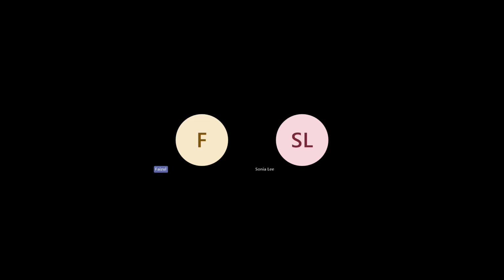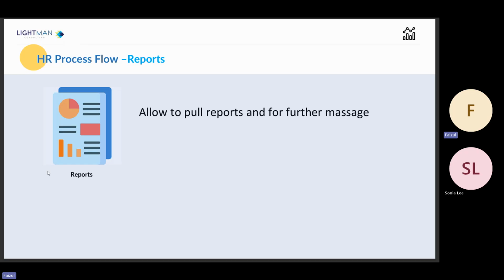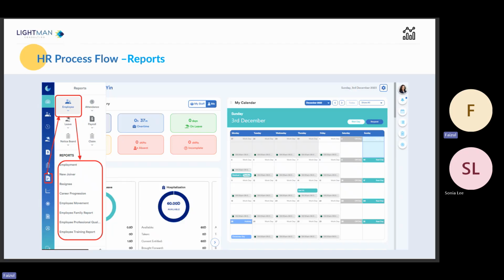Okay, just now I already gave you the option here of where to go for the progression and how it works at the moment. Alright, next is for allowing you to pull reports or further manage the report. It means you can adjust the report here. Alright, so where do we go for the report?